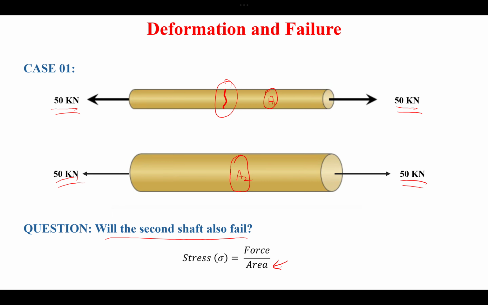Now your cross-section area is increased, and your force is again constant, the same 50 kilonewton applied. That would mean that the stress in the body is reduced because you are increasing the denominator. When the denominator increases, your applied stress reduces. So it is very much possible that this shaft will sustain and not break like the previous shaft, or if it breaks, it will be able to sustain larger forces than the previous one. This is what we are going to discuss.